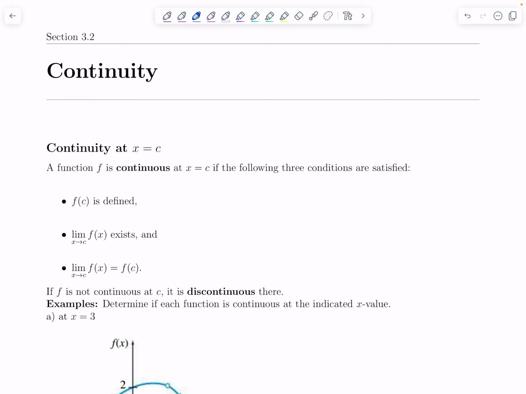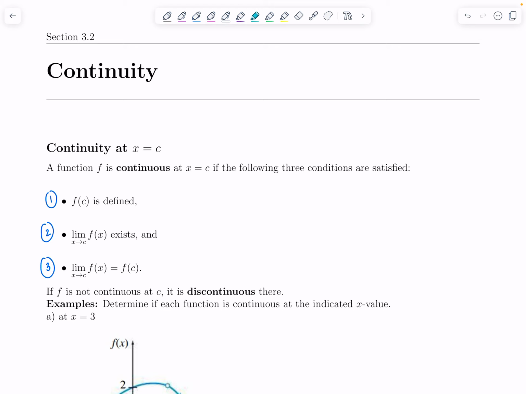We say that a function f is continuous at x equals c if the following three conditions are satisfied. First condition, f of c is defined. So the function is defined at that value, x equals c. Second condition, the limit as x approaches c of f of x exists. And third condition, the limit as x approaches c of f of x is equal to f of c.